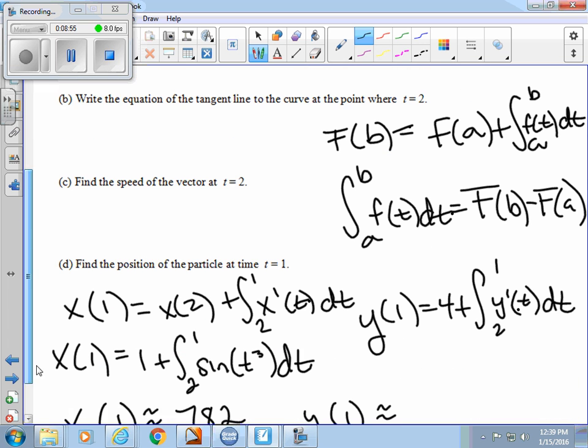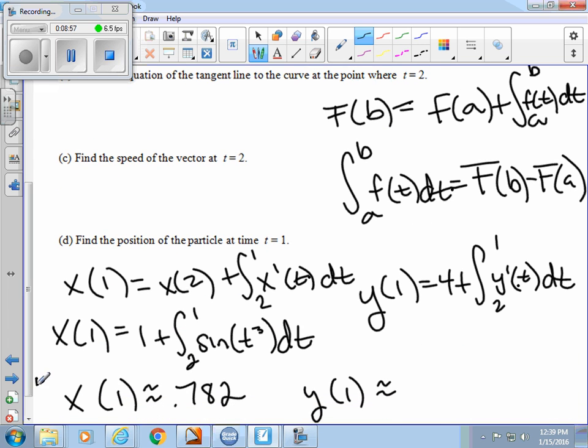The other thought process, if you want to think physicsy for a moment: I'm going backwards because I'm at 2. I want to know where I was at 1. So I'm unaccumulating instead of accumulating. That's probably more information than you need, but one of those two options. If it was asking for time equals 3, then it would be from 1 to 3, right? Or yeah, 1 to 3. No, 2 to 3. 2 to 3. Yeah, I know what you mean.